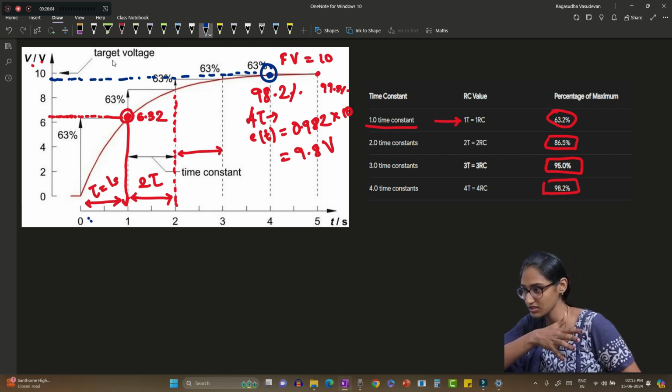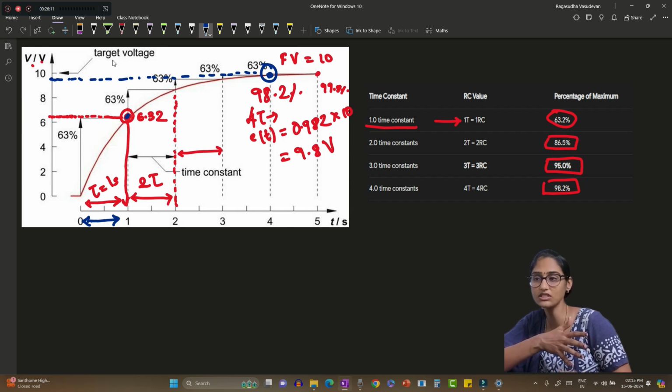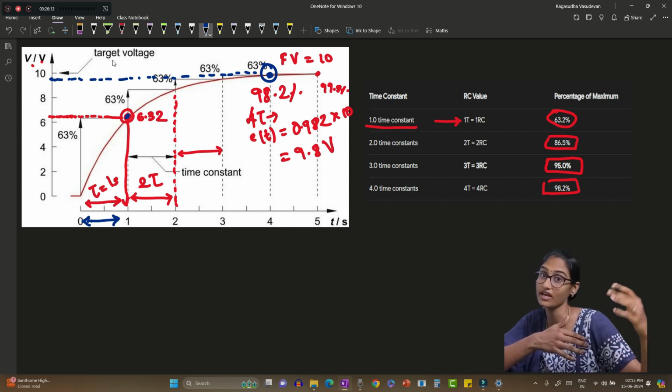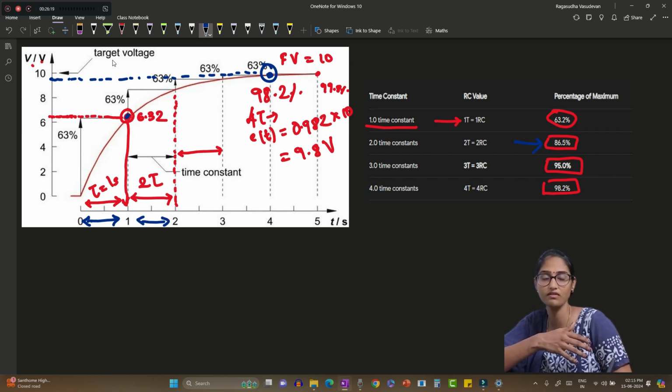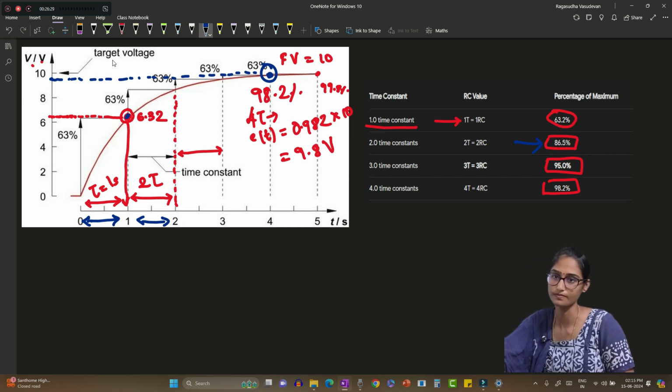So what happens in the first time constant, which is 1 second? The response will be 6.32 volt, which is 63.2% of the final value. At the second time constant, it is going to be 86.5% of the final value. At the third time constant, it is going to be 95% of the final value, and at the fourth time constant, it is going to be 98.2% of the final value.